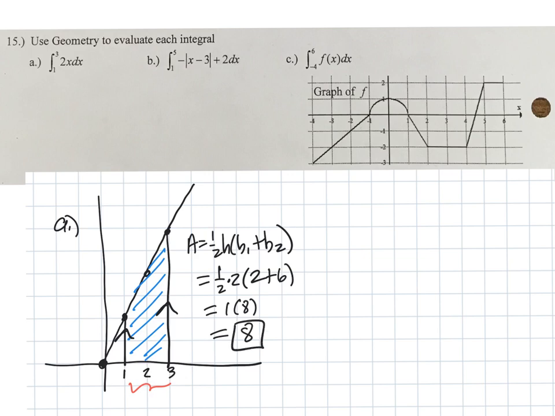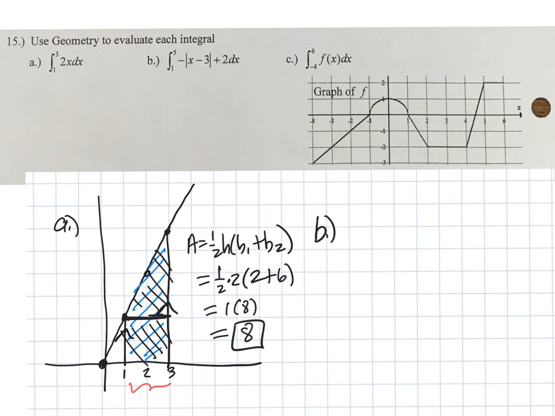Now, I used a trapezoid, but you could have done it different ways. If you want, you could break the region up into a square and a triangle. So you could have found the area of the triangle and then added the area of the square. You could do it any way you want. But letter A was 8.